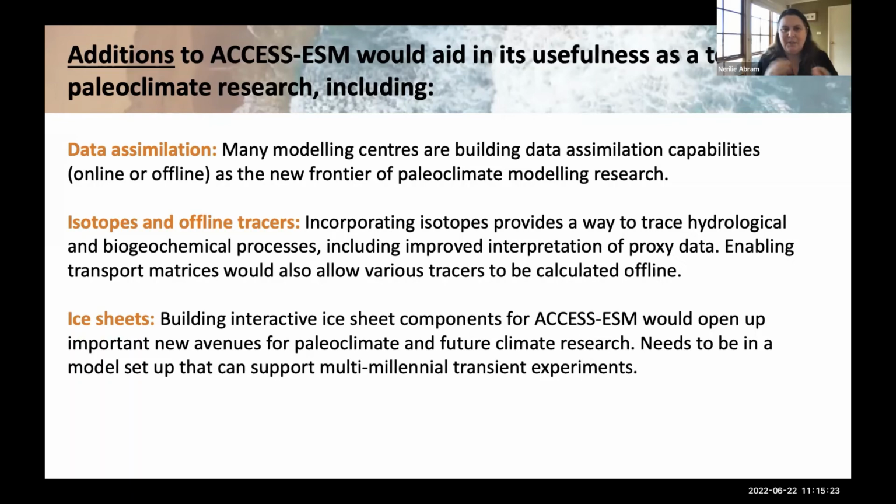Isotopes and the ability to have offline traces would also help with improving the interpretation of paleoclimate proxy data, and building an ice sheet. Obviously, an ice sheet needs to be in a model that can run for a long period of time. So ESM, if it had that ability, that would open up a whole new avenue of research that could be done with ACCESS. And I'm looking forward to Felicity's talk later to hear her thoughts also on the ice sheet possibilities. So thank you very much.